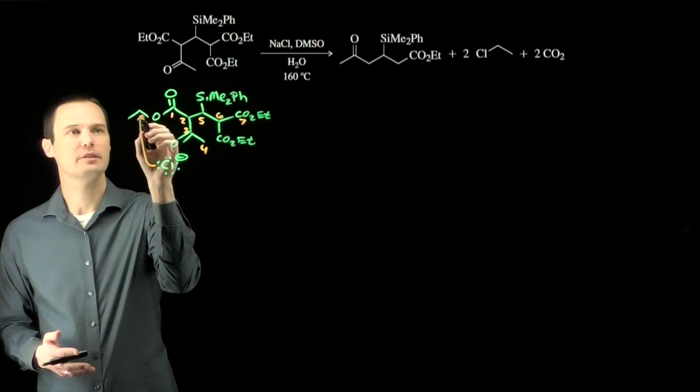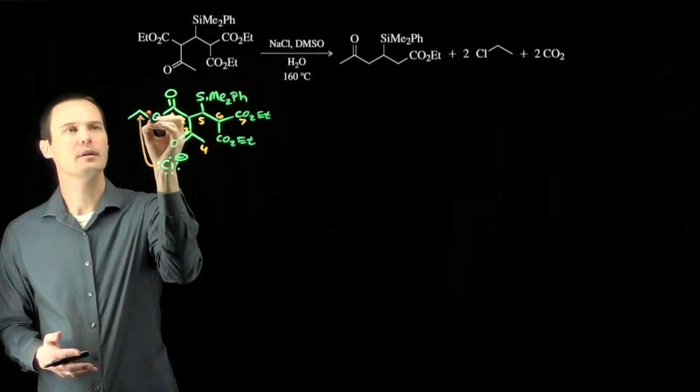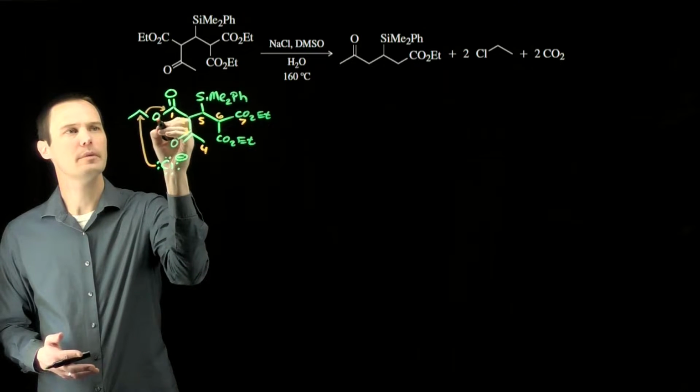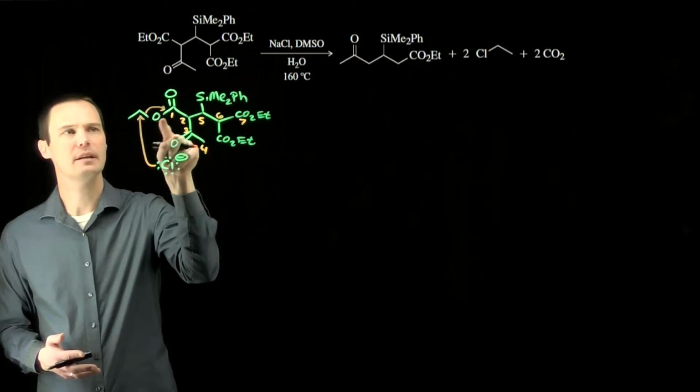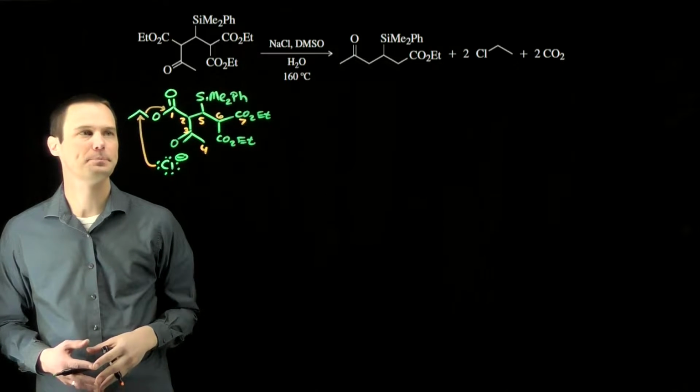That builds up too much electron density around this carbon. So we break the carbon-oxygen bond. We use the electrons in that bond to form a carbon-oxygen double bond. That will be the second carbon-oxygen double bond of carbon dioxide.